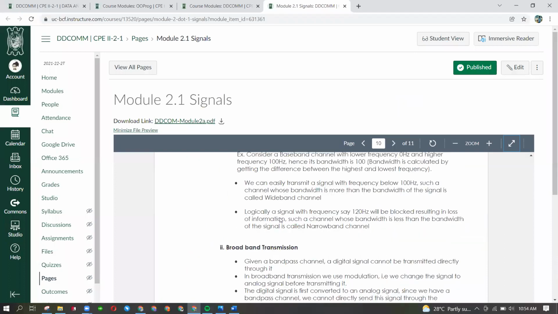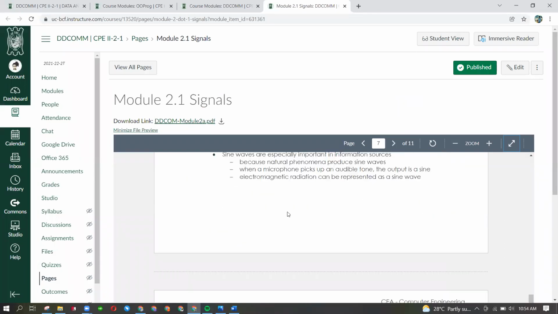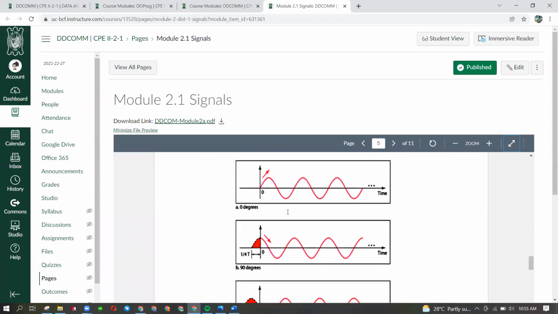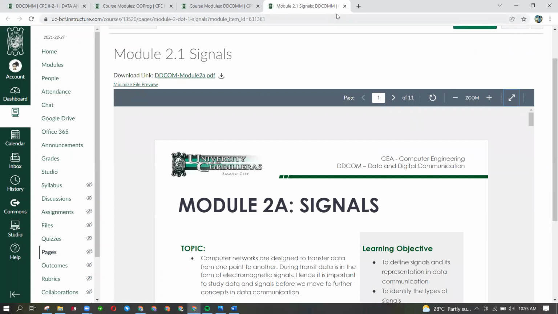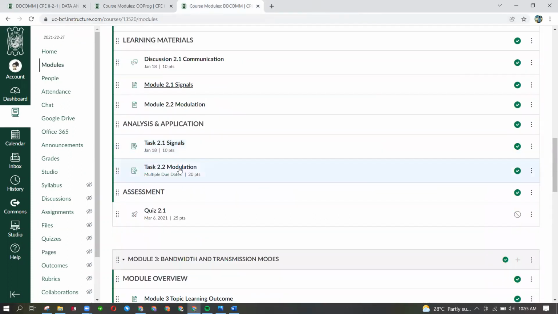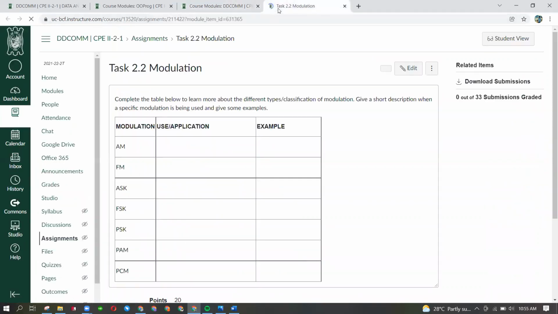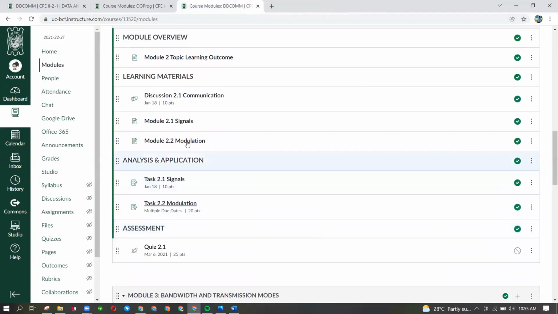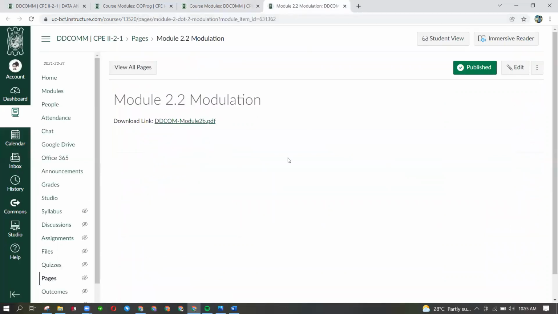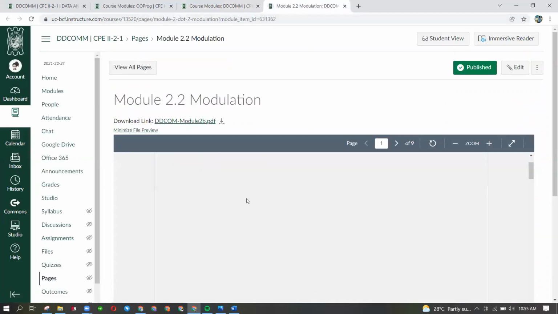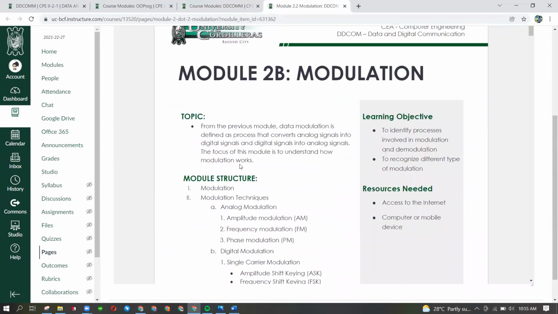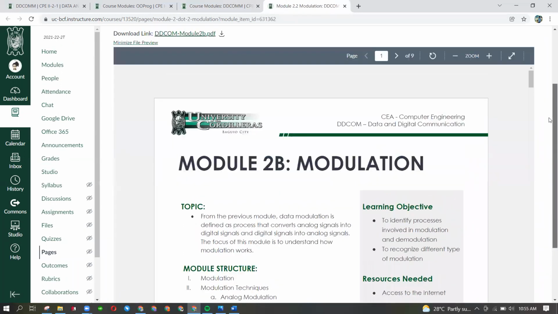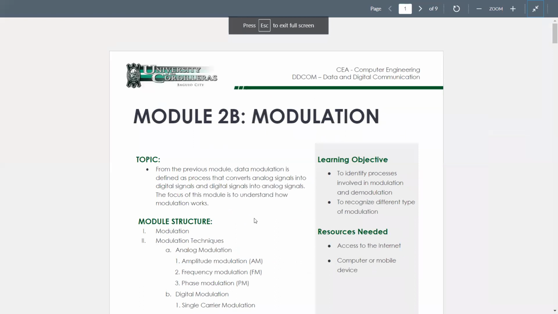So this module is more on analog and digital signal, the difference between analog and digital signal. We have different forms of signals, and then we also have the modulation. I've mentioned that from the previous one. Modulation is used to change the signals. It can either be analog to digital or digital to analog.